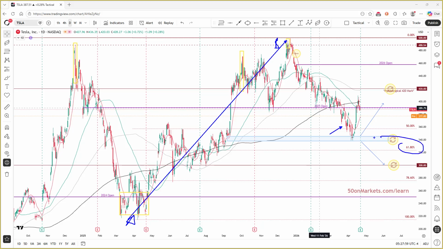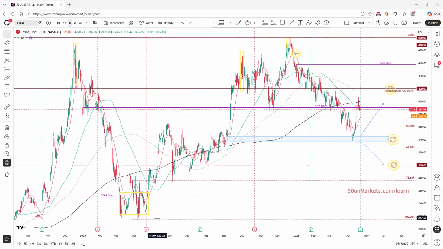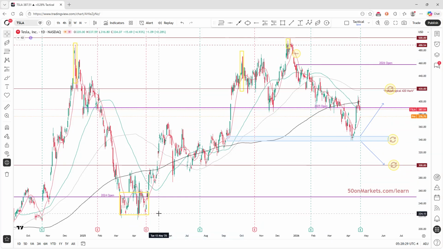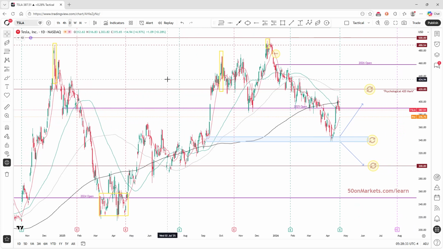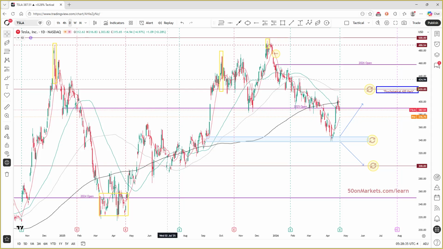So for those of you, I had a couple of people asking if this 50 back was solid. I wouldn't even consider this. I wouldn't necessarily even have this on my chart. I think what's more important here are a couple of reference points. So first of all, the psychological 420 mark, Elon's number, and you can see that it's been a turn point in the past, but also we've got a little bit of a confluence here with this 100-day moving average.